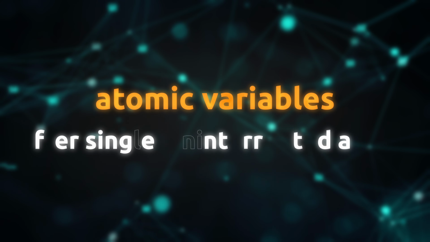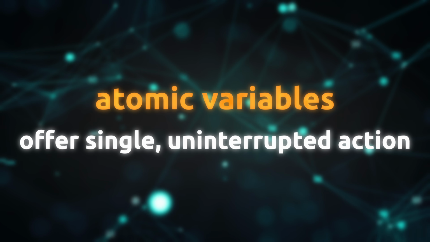Now let's talk about atomic variables. Remember how I mentioned that volatile doesn't guarantee atomicity? Well, atomic variables solve that problem. They provide thread-safe operations on primitive data types like integers, longs, and booleans. Think of them like indivisible units. When a thread performs an operation on an atomic variable, it happens as a single, uninterrupted action. No other thread can interfere, ensuring data integrity. Java provides a set of classes for this, such as AtomicInteger, AtomicLong, and AtomicBoolean.